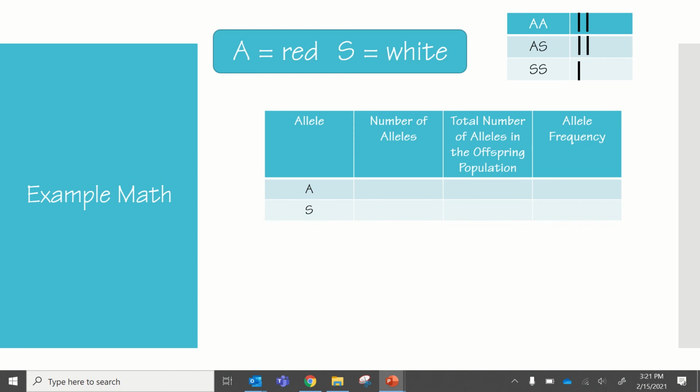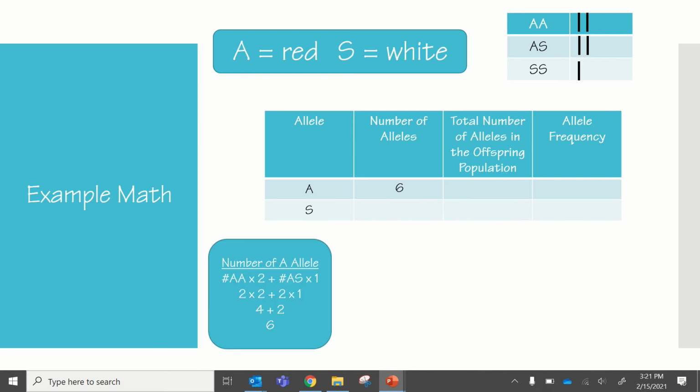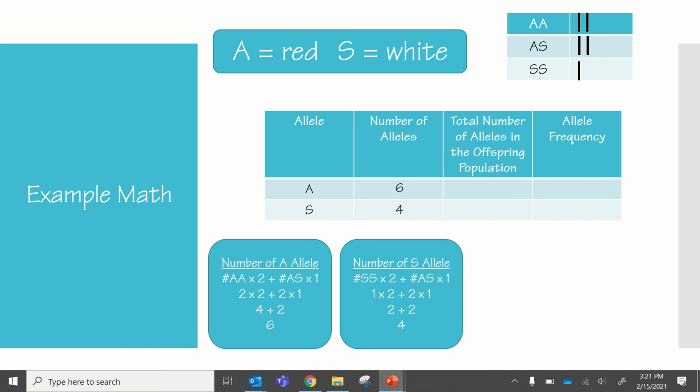So then we're going to continue on trying to figure out the number of alleles. To determine the number of dominant alleles, or A allele, we'll take the number that are homozygous dominant, or having 2 of the A alleles, and multiply that by 2. We then take the number that are heterozygous and multiply by 1. That will tell me the number that are dominant. We do the same thing for our S's, and then we divide by the total.